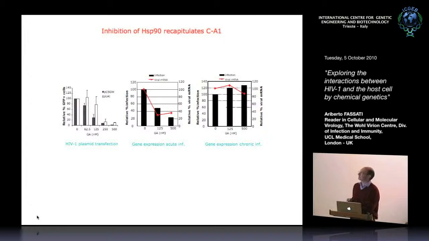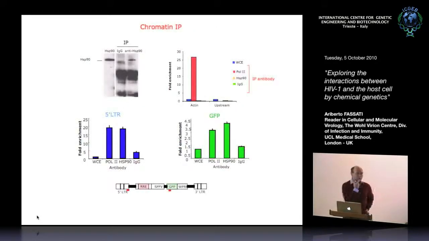Now, how would that work? One possibility is HSP90 is a chaperone with a lot of client proteins, including NF-kappaB, P-TEFb, other transcription factors. So one idea was, maybe HSP90 is actually helping to fold these transcription factors and therefore helping gene expression. However, that doesn't really quite fit with the fact that if you have chronically infected cells and you put the compounds on, nothing much happens. If it was a transcription factor, you would see something there. So we started to suspect maybe it was something to do with chromatin remodeling.